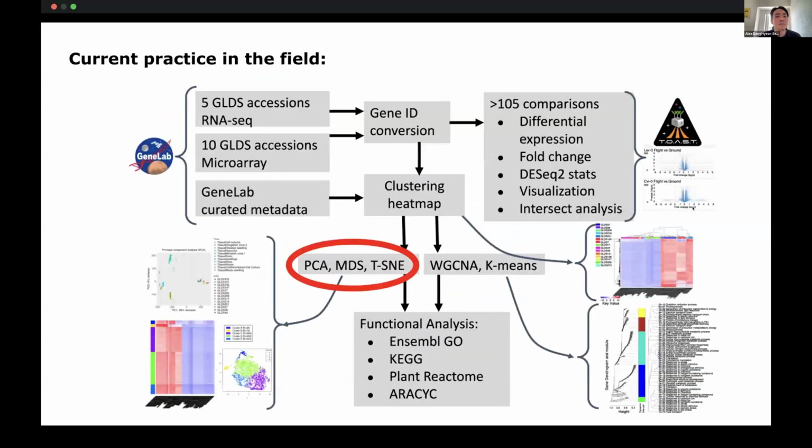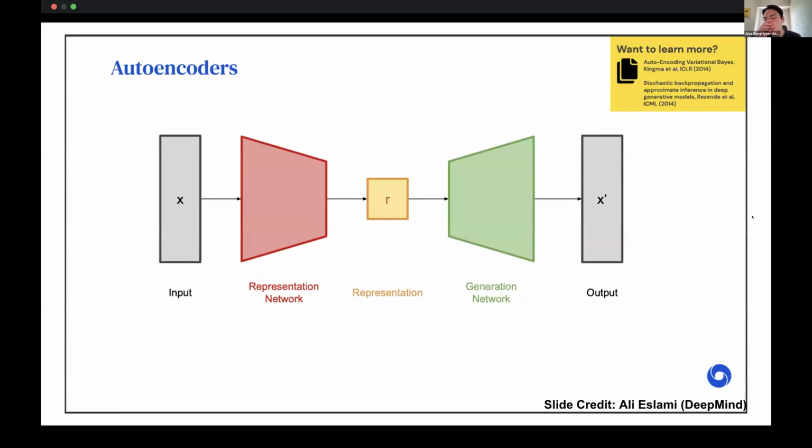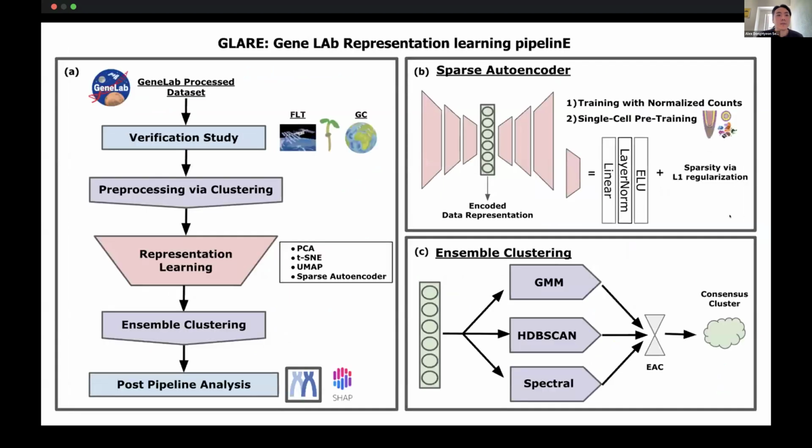So in the current practice in the field, we use a lot of PCA, t-SNE, and k-means to analyze the GeneLab data set. And the main alternative would be autoencoders, which are neural network-based models that can produce data representations that capture nonlinear relationships within the dataset. With that said, we introduce GLARE, the GeneLab representation learning pipeline.